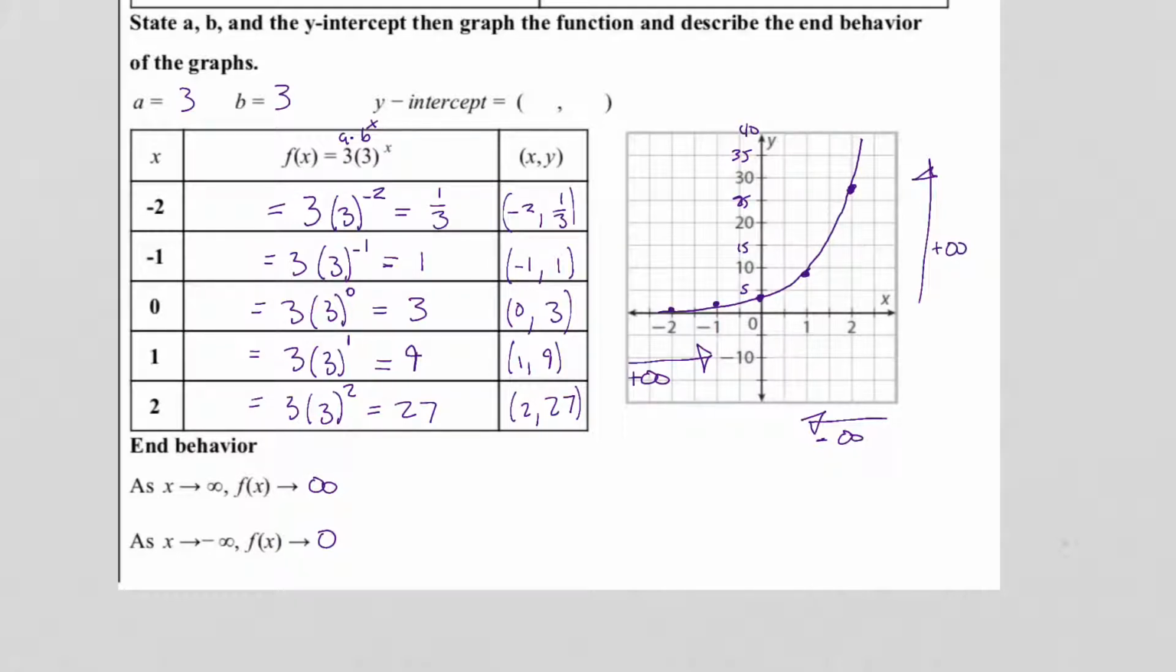-2, 1/3, -1, 1. At 0, we're at 3. When x is 1, you're at 9 for the y. When x is 2, you're already at 27 for the y. And basically all you can tell is as x gets larger and larger, so does y. So as x approaches infinity, f of x, or the value of y, approaches infinity. As x approaches negative infinity, when it goes the other direction, y gets smaller and smaller, and it approaches 0.